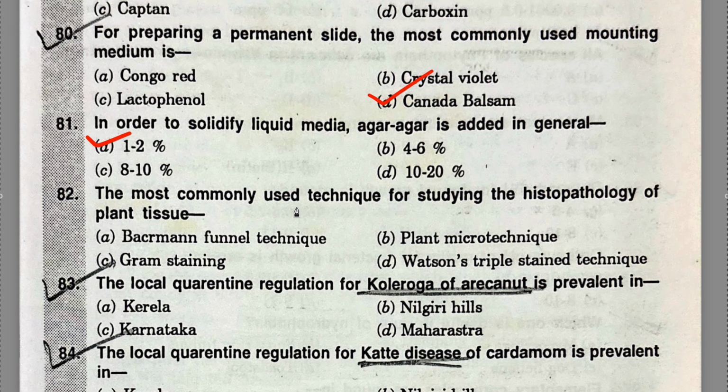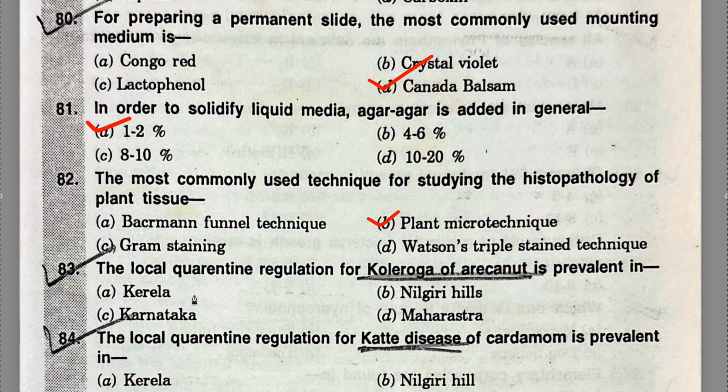82. The most commonly used technique for studying the histopathology of plant tissues. Option A, Brackman funnel technique. B, plant microtechnique. C, gram staining. D, Watson triple stained technique. Answer is plant microtechnique.